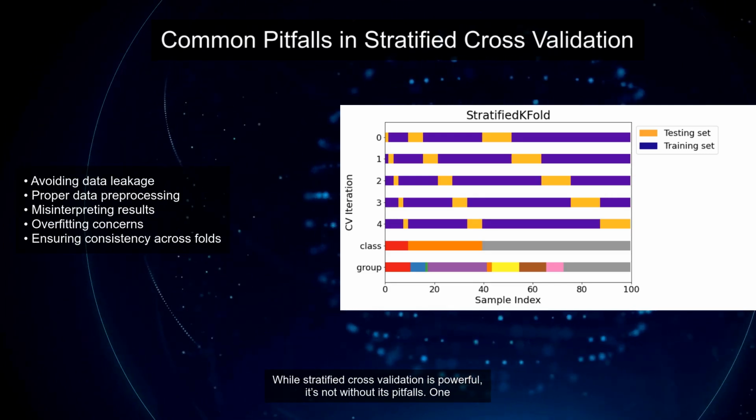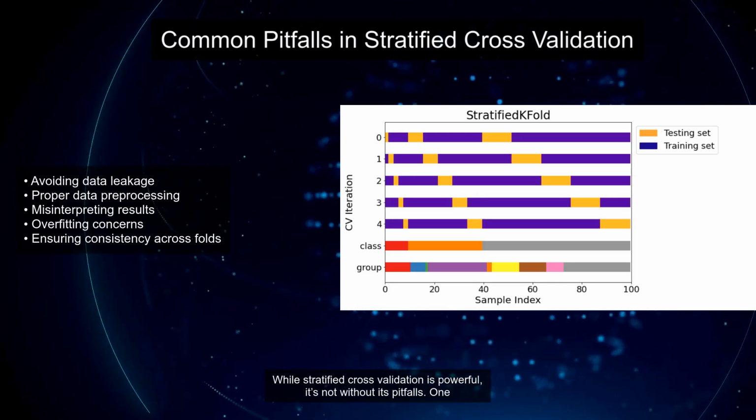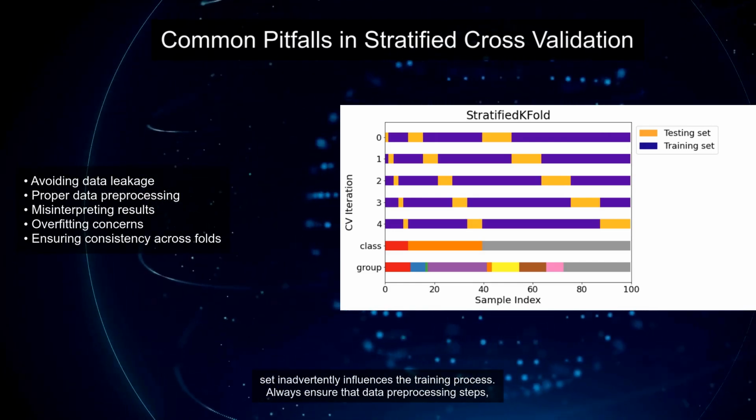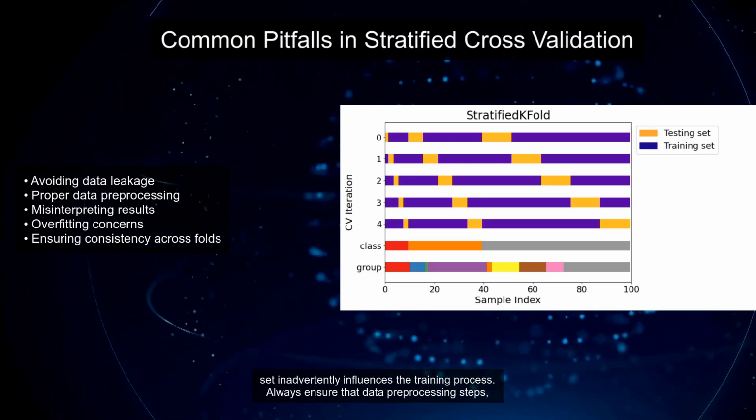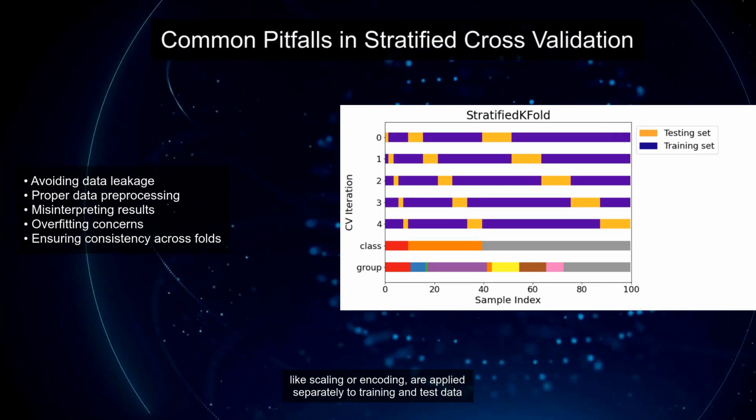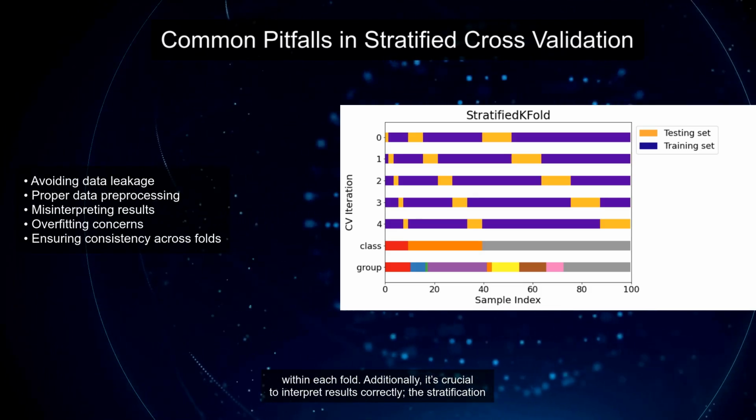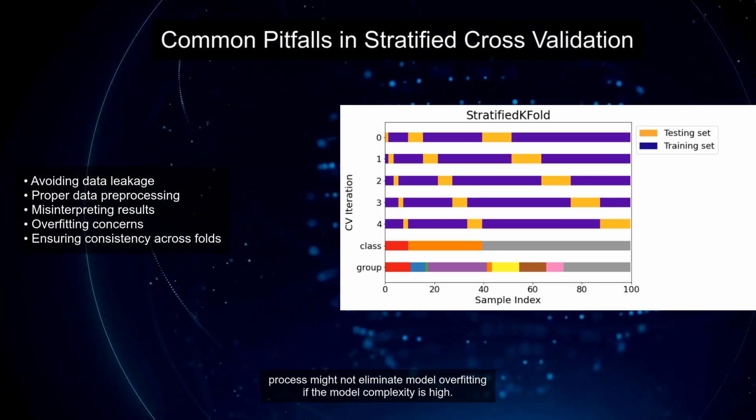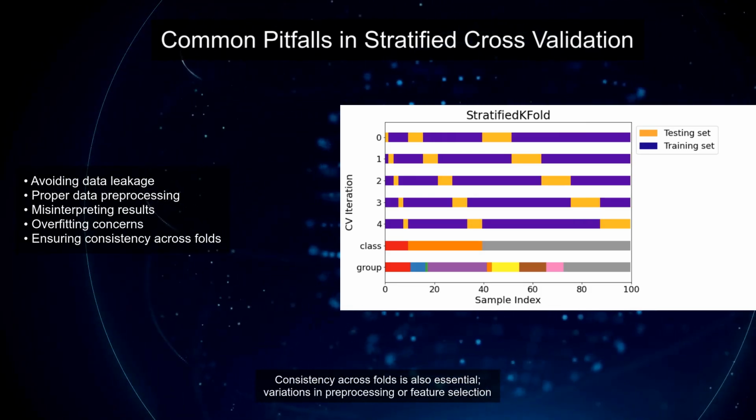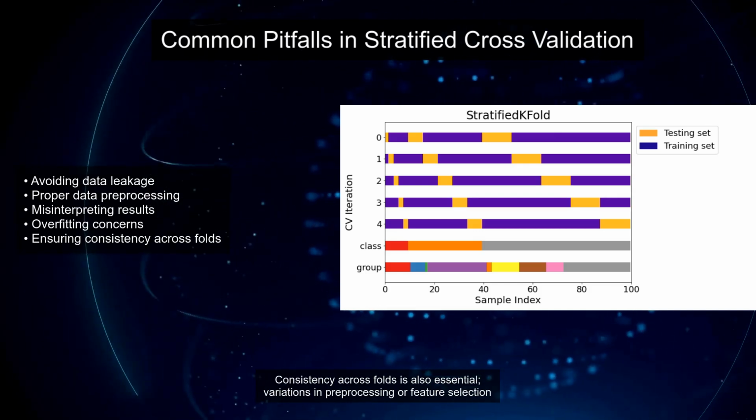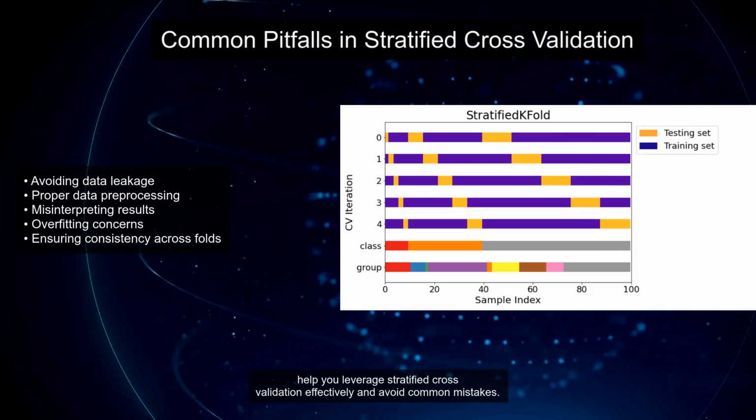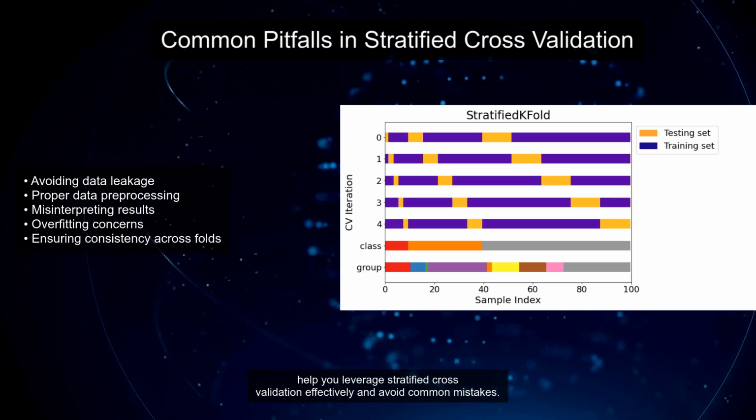While stratified cross validation is powerful, it's not without its pitfalls. One major concern is data leakage, which occurs when information from the test set inadvertently influences the training process. Always ensure that data preprocessing steps, like scaling or encoding, are applied separately to training and test data within each fold. Additionally, it's crucial to interpret results correctly. The stratification process might not eliminate model overfitting if the model complexity is high. Consistency across folds is also essential. Variations in preprocessing or feature selection can lead to misleading performance metrics. Being aware of these pitfalls will help you leverage stratified cross validation effectively and avoid common mistakes.